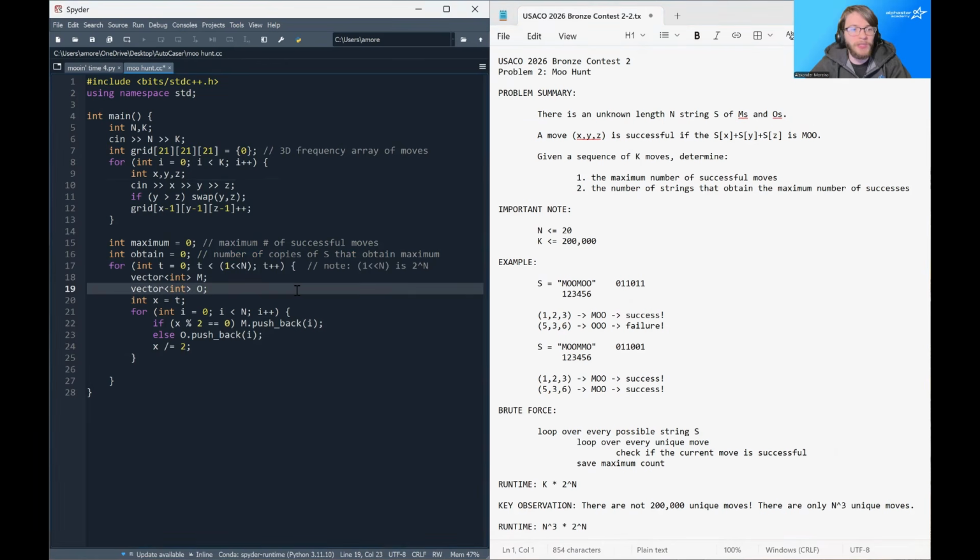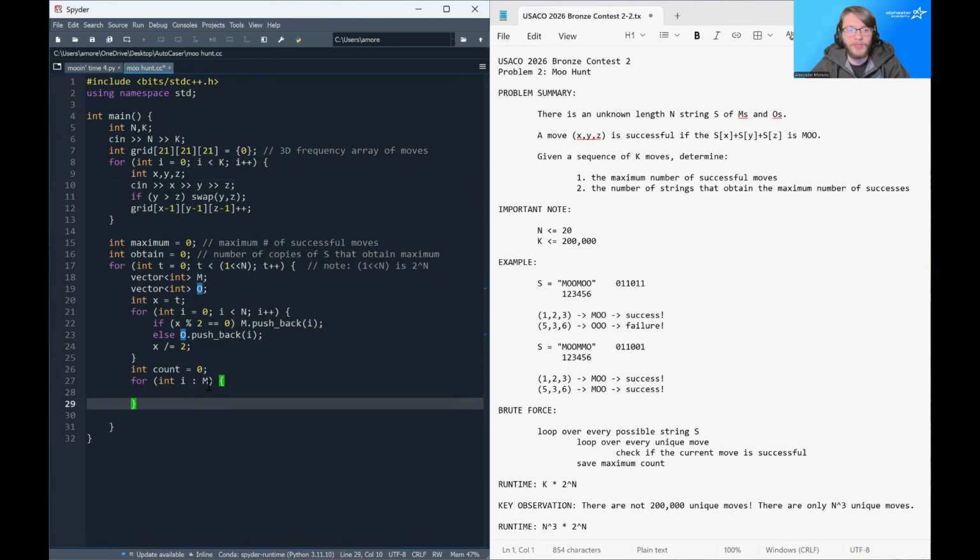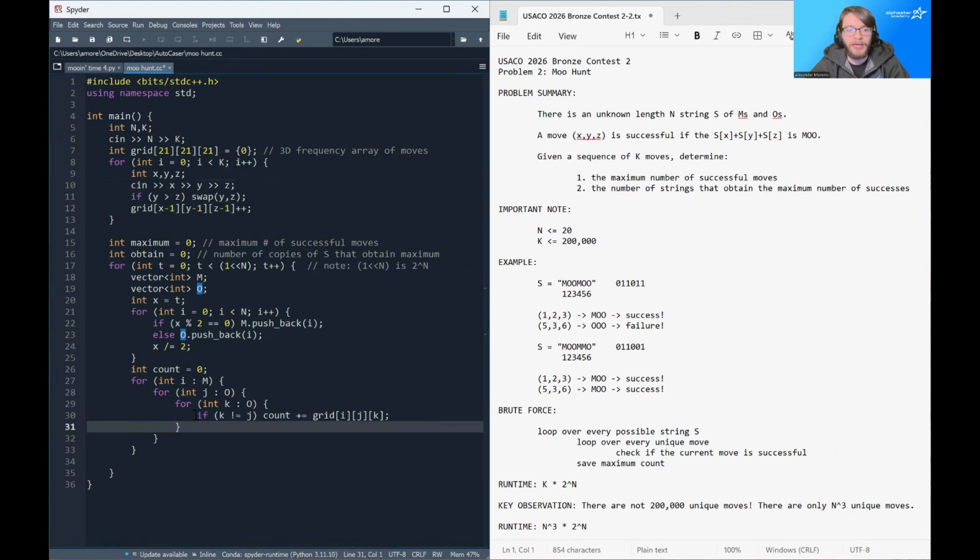But anyway, continuing on, the key idea is we've just filled in these two vectors with a bunch of indices. All of the zeros in our binary number got stored in the m vector. All of the ones in our binary number got stored in the o vector. And then we're just going to loop over every single choice of m and every single pair of choices for the o's. And then if the choice of the o's is not the same, we'll increase our count by however many values corresponded to this particular move.